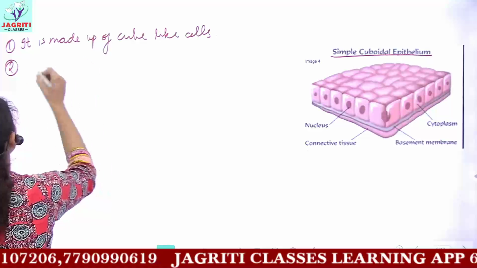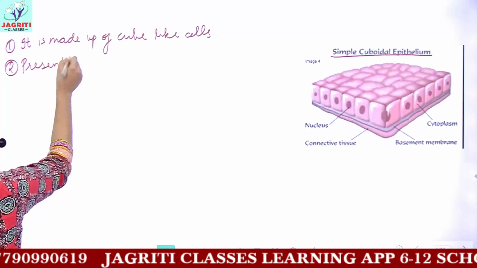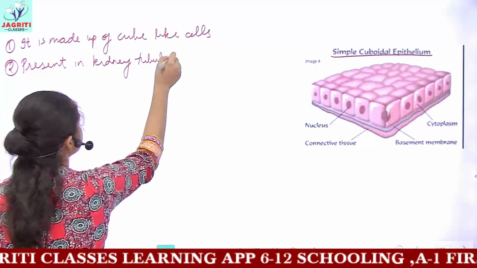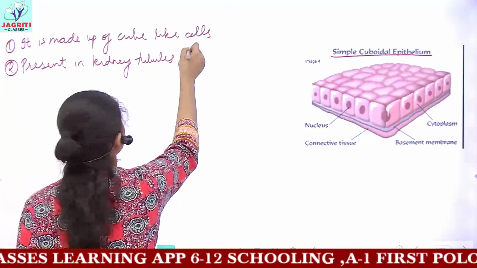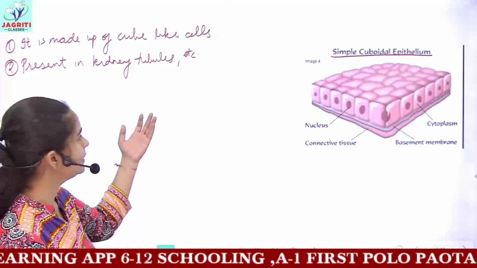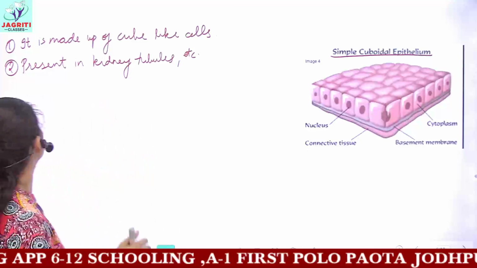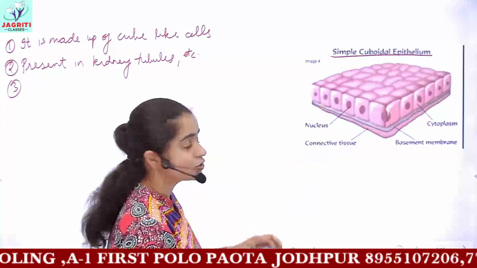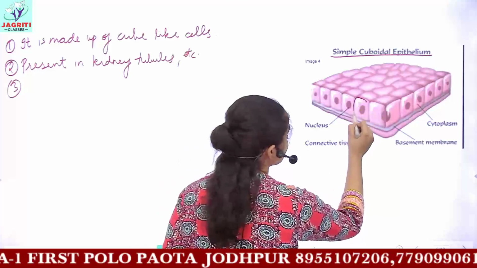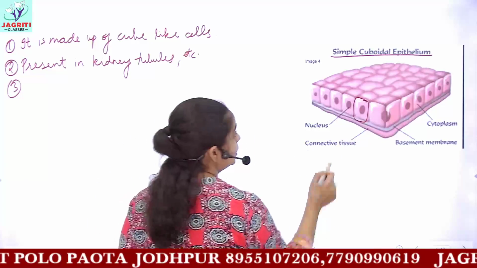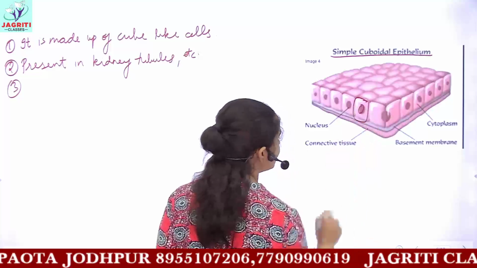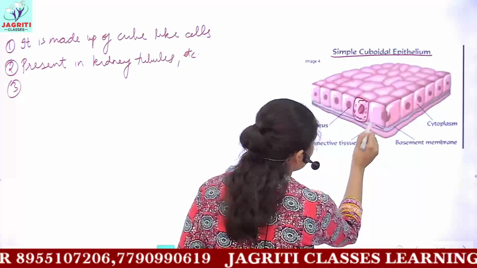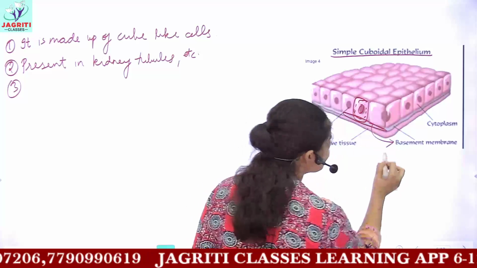Then this cuboidal epithelium is present in the lining of kidney tubules. You can write many more other locations wherever it is present. Everything is given in your books too. Then what is the function? See here also, this is a single cuboidal cell. This cuboidal cell has a nucleus. Then it has the fluid material which is called cytoplasm. Then below here, this gray covering is your basement membrane.